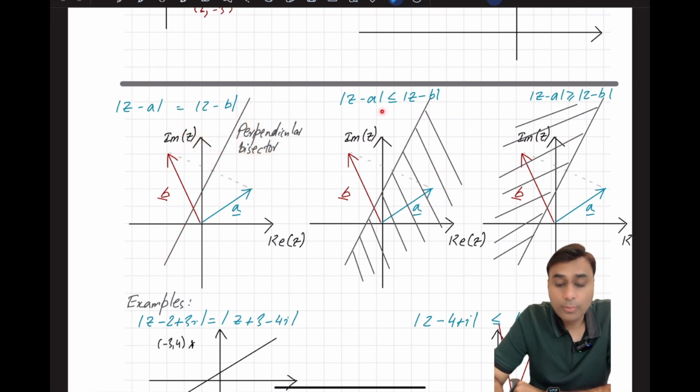So if it is in the form of an inequality, whichever is smaller, the points are going to be closer to that. So if it's modulus of z minus a is less, that means the modulus of the points nearer to a would be smaller. So you will shade a region that is nearer to a. In this case, if it says modulus of z minus a is bigger, that means the points nearer b would have a smaller modulus. So you will identify all the points which are nearer to b. So you draw a perpendicular bisector and you shade a region.